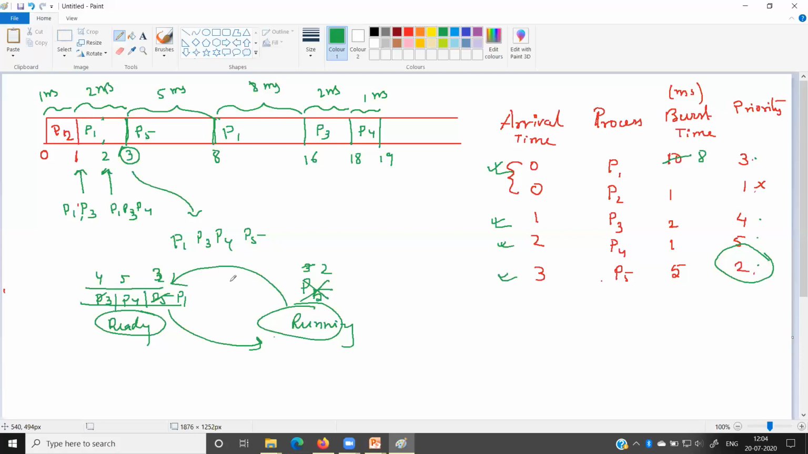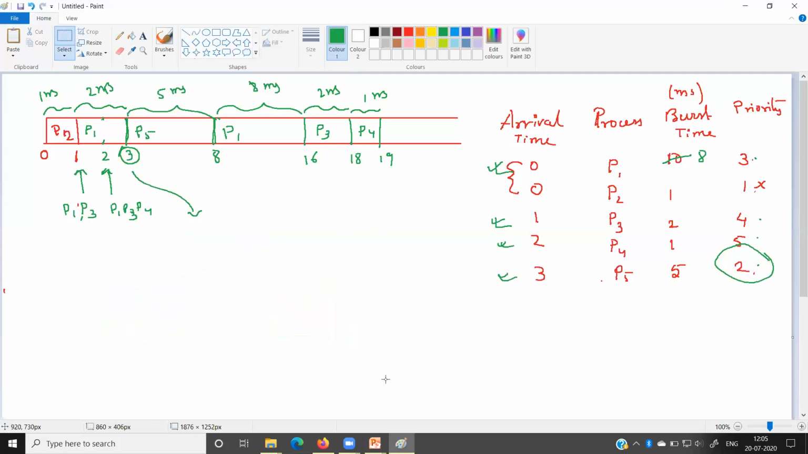So in this scenario, depending on the arrival, here we have to handle 2 parameters. One is arrival time, another is priority. Based on the arrival time, we have to select the processes and depending on the priority, we have to assign them to the running state and execute them. Now, for this particular example, we have to compute the waiting time. So let us compute the waiting time first.